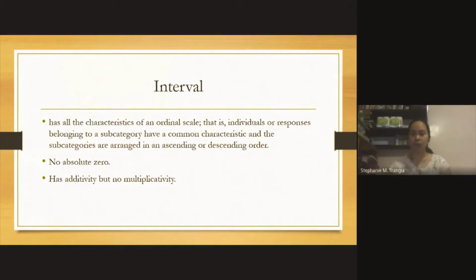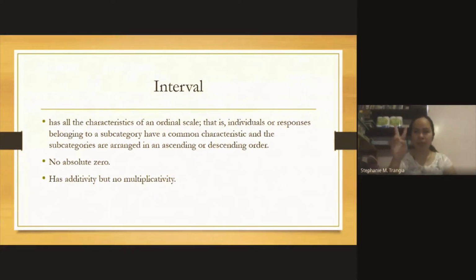When you say absolute zero, for example, how many apples do we have inside the class? If there are no apples, that's absolute zero, nothing exists. But in the interval scale, the level still exists even at zero. So it is different. It has additivity but no multiplicativity. Okay?